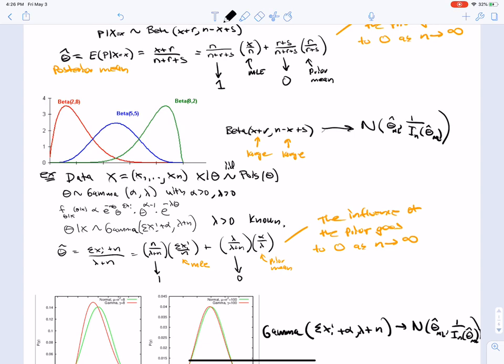And so the posterior is, as we showed last time, a gamma(sum of the xi + alpha, lambda + n). And the posterior mean we showed is (sum of the xi + alpha) over (lambda + n). And again, you can write this as a linear combination of the MLE and the prior mean, where the MLE becomes dominant as n goes to infinity, and the prior mean becomes irrelevant.